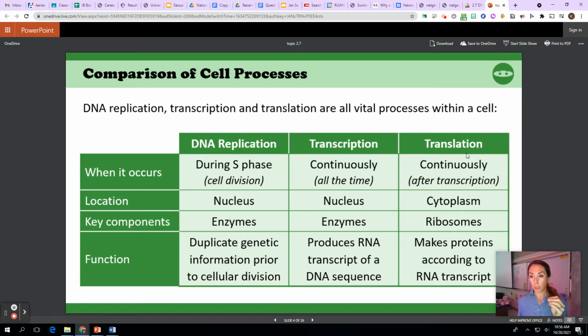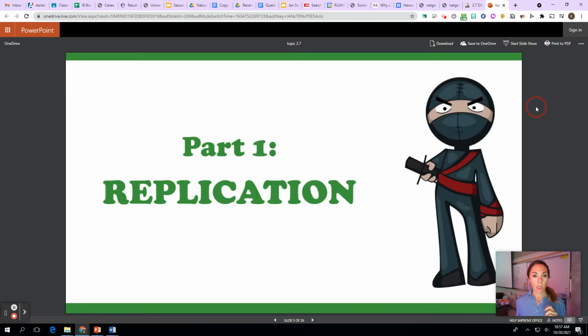And so this process, right, that little code goes out of the nucleus and goes to the cytoplasm, to the ribosomes, to make the protein, right? So we do need to know where these things occur. We need to know the key components and then when, right? DNA replication, we've already covered that, but these two are going to be our new ones, and we need to know their functions and where that occurs.